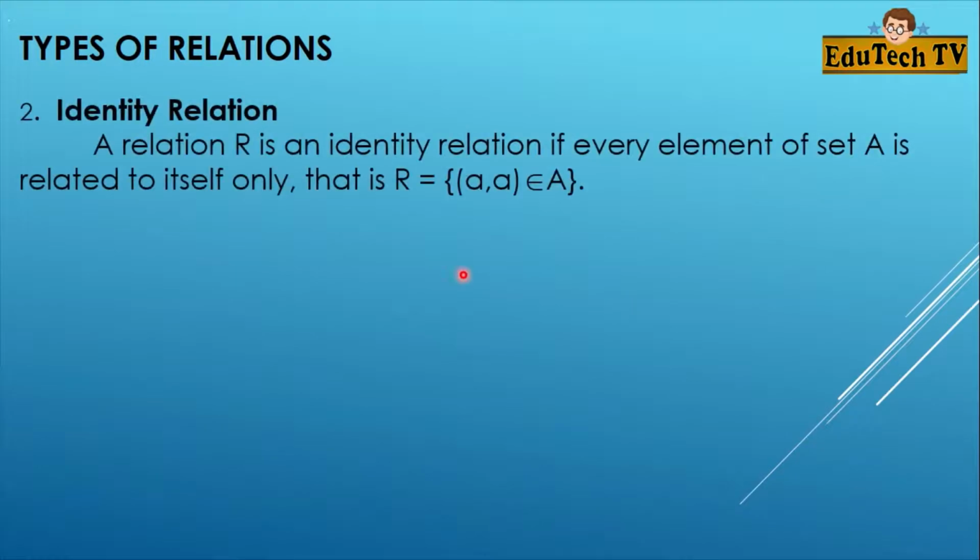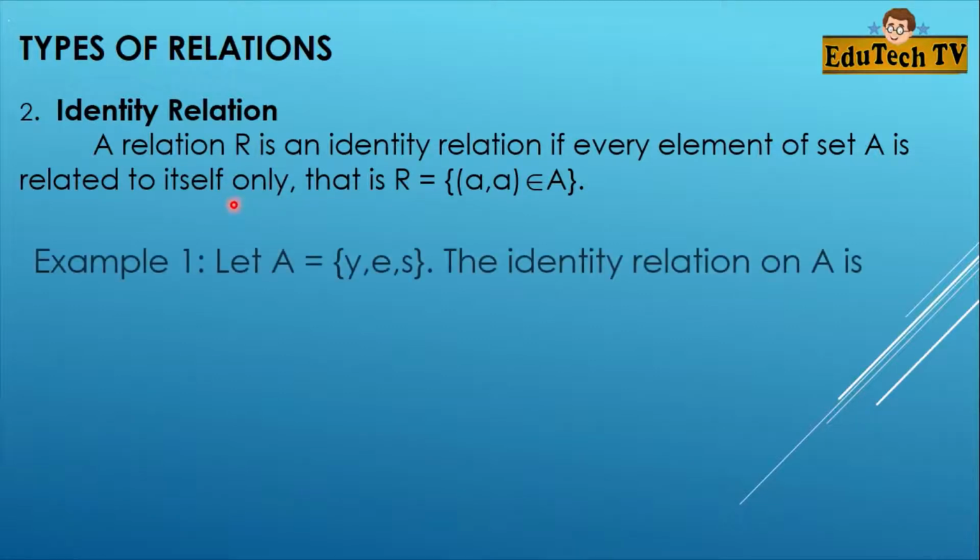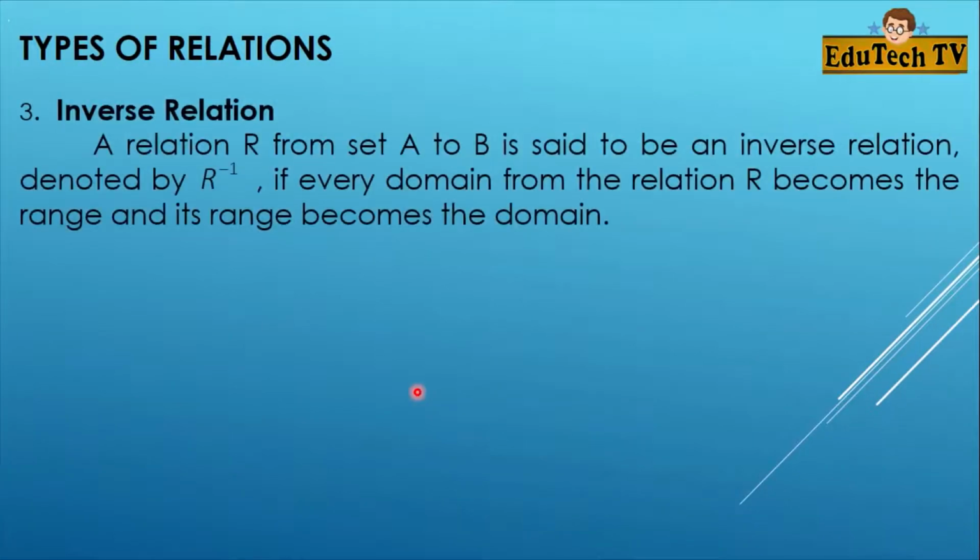Second, we have the identity relation. A relation R is an identity relation if every element of set A is related to itself only. Suppose we have set A equals {Y, E, S}. So the identity relation on A is YY, EE, and SS. So this one is an identity relation.